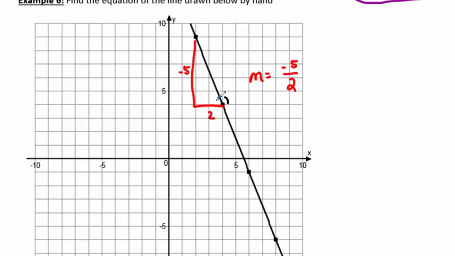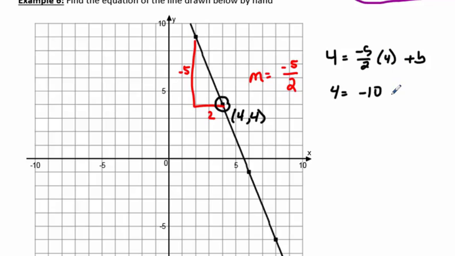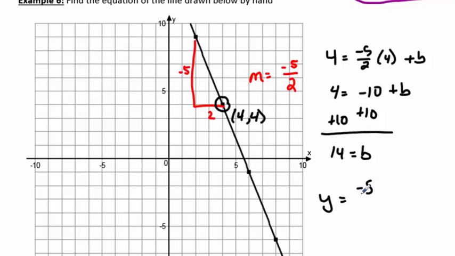So let's just go ahead and choose this ordered pair. The coordinates for this ordered pair are 4, 4. So when I plug 4 in for y, I'm going to get 4 equals negative 5/2 times 4 plus b. So 4 equals negative 5/2 times 4 is negative 10, because 2 goes into 4 twice, and 5 times 2 is 10. Now add your 10 to both sides. Our b value is 14. That makes the equation y equals negative 5/2 x plus 14.